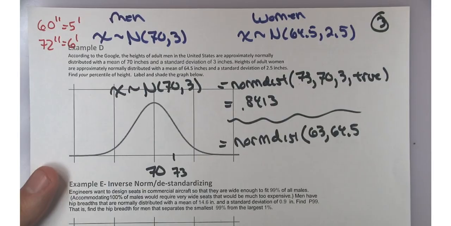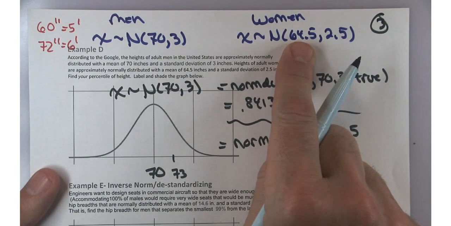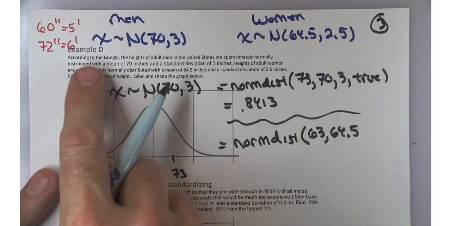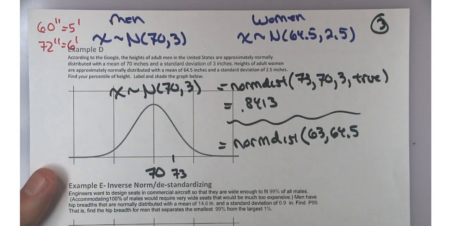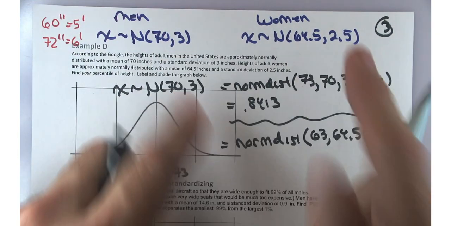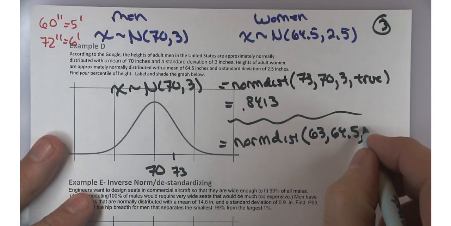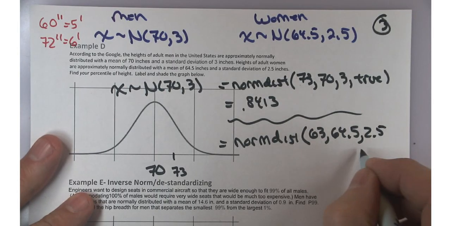Those are numbers that I just got off of Google. All right? So I Googled those. I think I mentioned it right here at the start of the problem, that when you go to Google, it says this information for these heights. So that's the mean. Here's the standard deviation, 2.5, and then true.